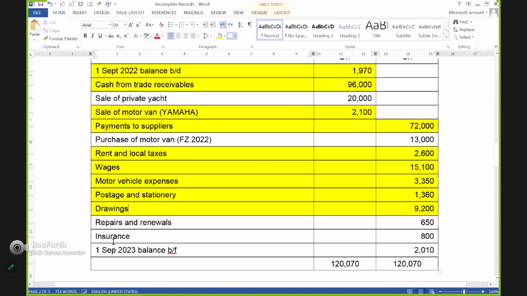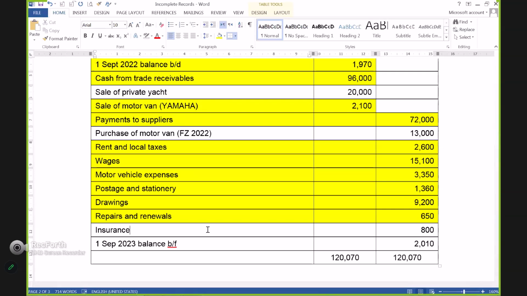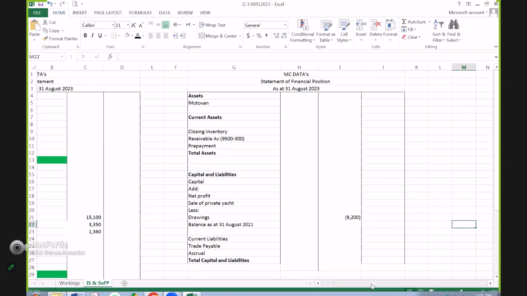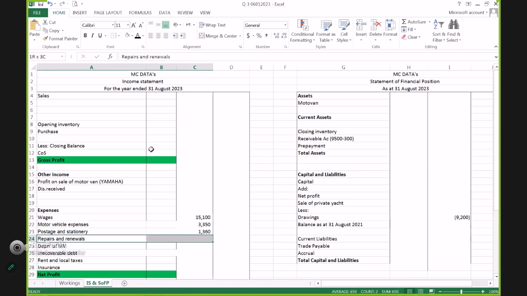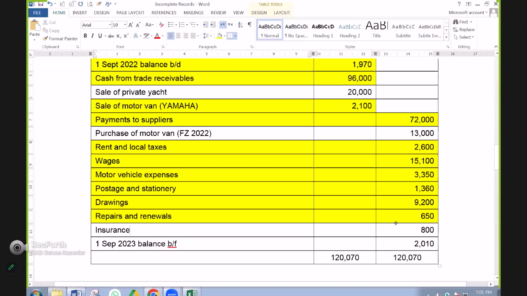So next one, repair and renewal. It is an expense. So repair and renewal account debit, cash account credit. Repair and renewal is an expense. It is transferred to the income statement. So in the income statement, under expenses, repair and renewal 650.